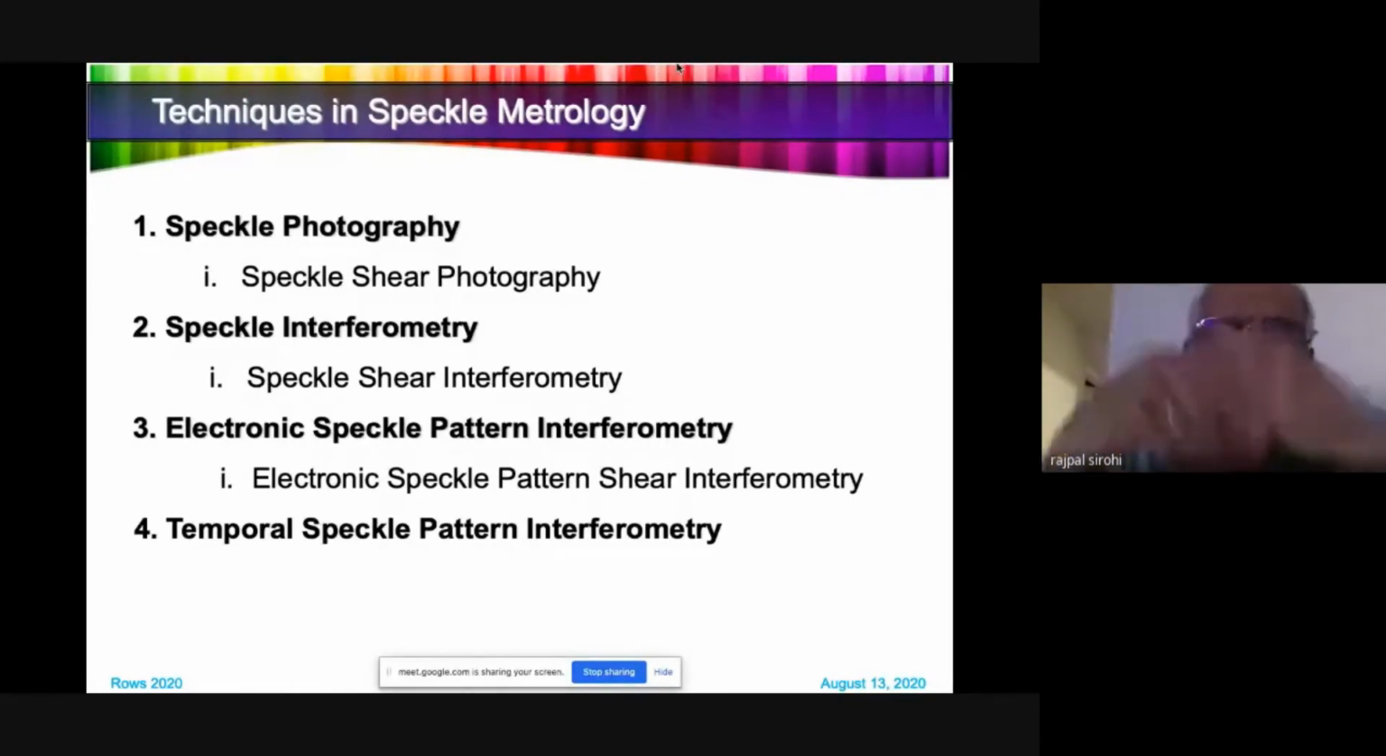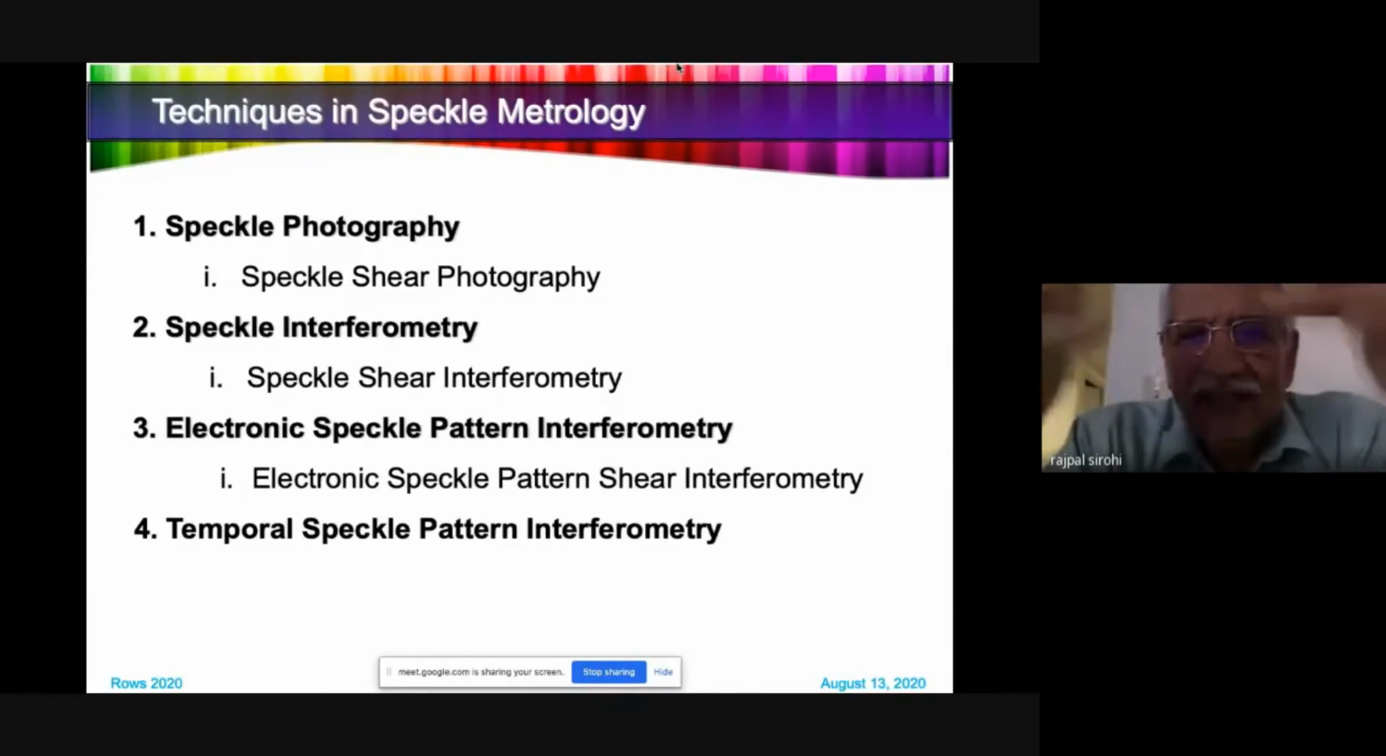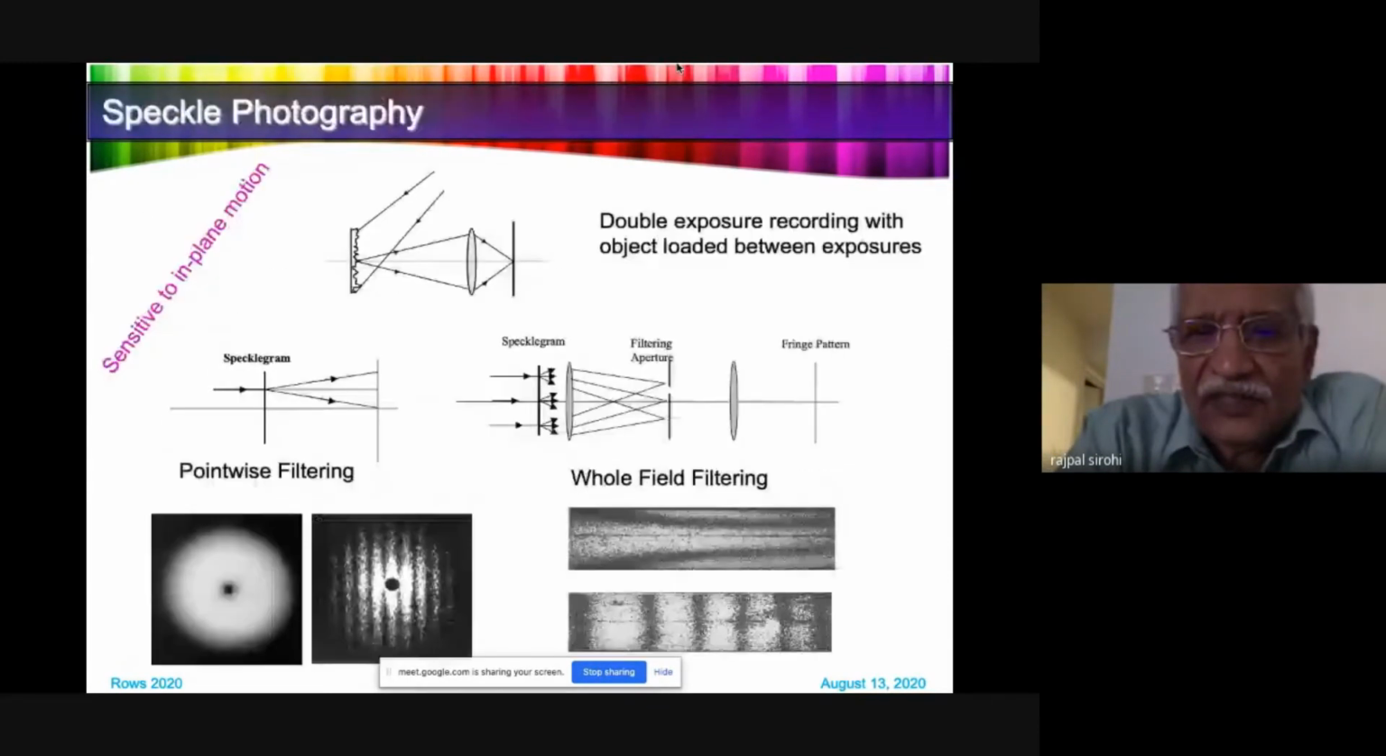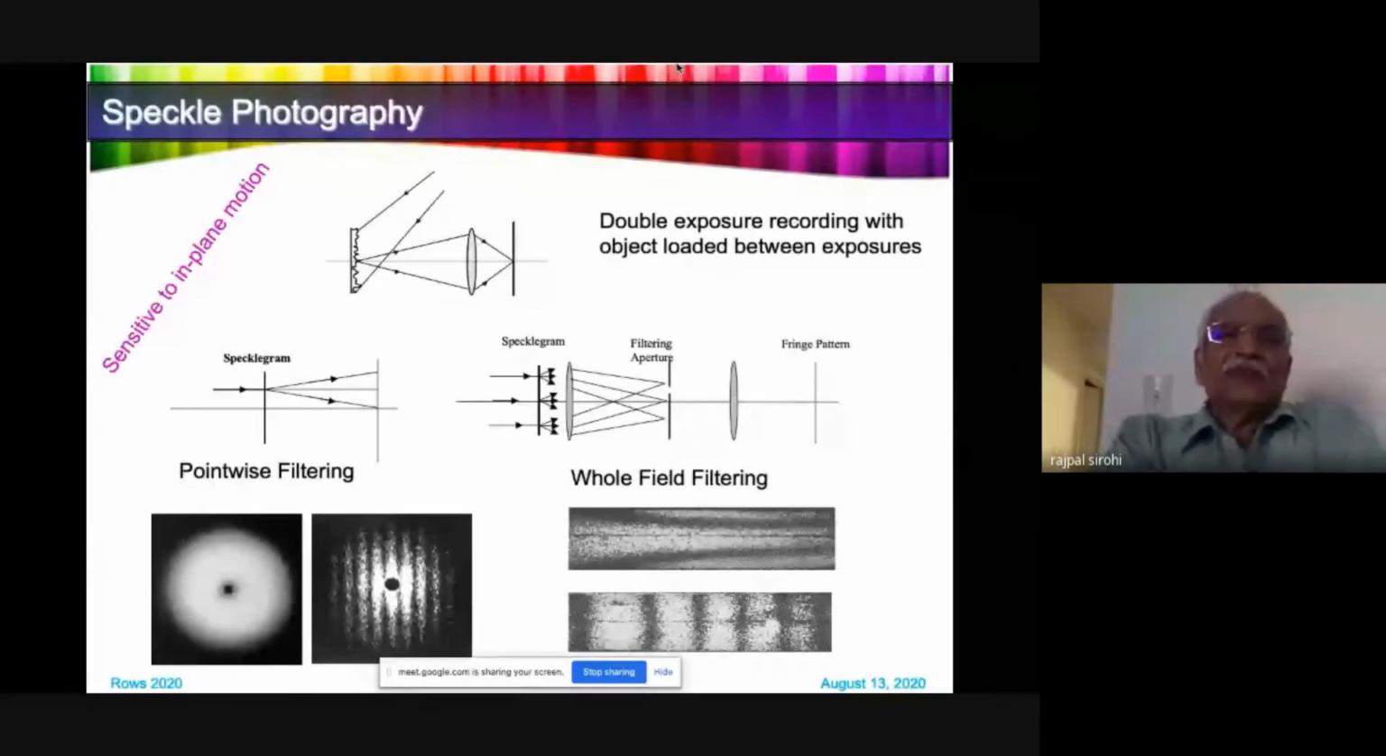And with that, he was able to generate several. He generated many papers, but it was a wonderful work, and I thought this technique requires a special mention. Now, here I'm talking about speckle photography. And what we do, we make an image of the object.